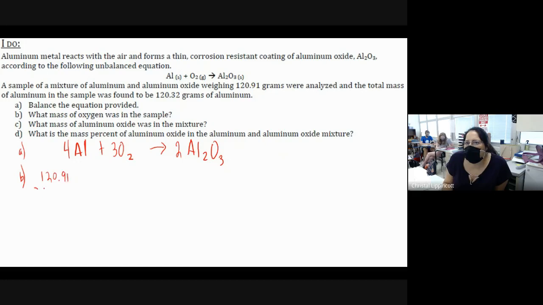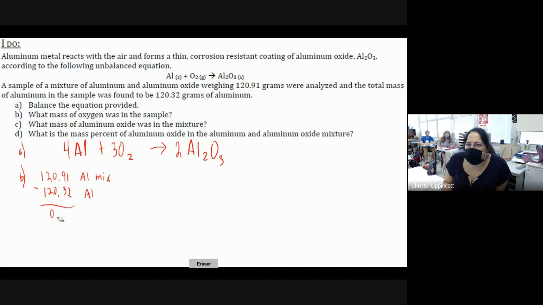So 120.91 minus 120.32. This is the aluminum mixture, and this is the aluminum that we started with. The aluminum in the sample was found to be this. So if this is the mixture and this is the aluminum, the difference is going to be your oxygen. So that's going to be 0.